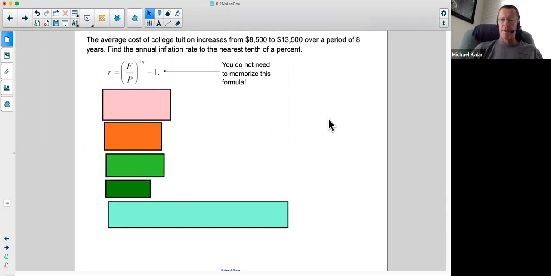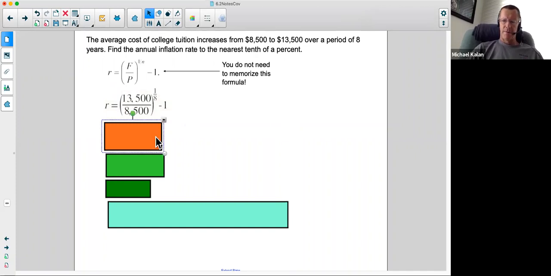All right. The average cost of college tuition increases from 8,000 to 13,500 over a period of 8 years. Find the annual percentage rate to the nearest tenth percent. Yay, we don't have to memorize the formula still. Okay, so what are we going to plug in here? P, 8,500. F, 13,500. What's N? 8. Very good. Okay, so simplify inside, cancel the zeros, do the division.